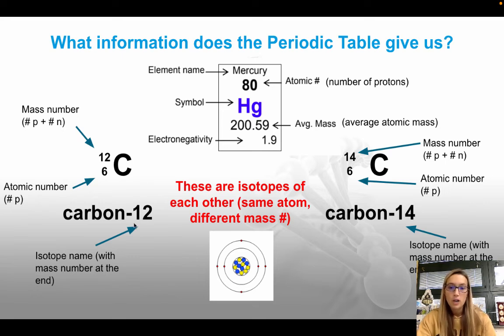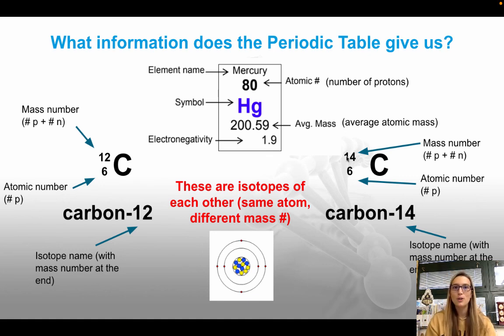Now, we will talk more about isotopes and what they are. But isotopes, for now, all we need to know is that they are the same atom. So notice these are both carbon. They have the same atomic number. Otherwise, you change the atom itself. And then the only difference is that they have different mass numbers, which means they have different number of neutrons. Now, when you write the name, this would be carbon 12. So you write the name with the mass number at the end. So here's your mass number. This is carbon 14 because the mass number is 14.